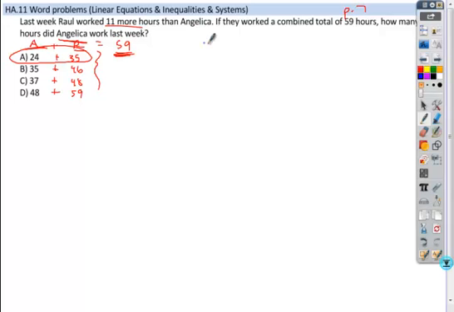So it says that Raul worked 11 hours more than Angelica, so Raul is equal to Angelica plus 11. And then they combined 59, so R plus A has to equal 59. Here is your system of equations. You can solve this either by hand. This is a simple one to solve by hand because you can do substitution.